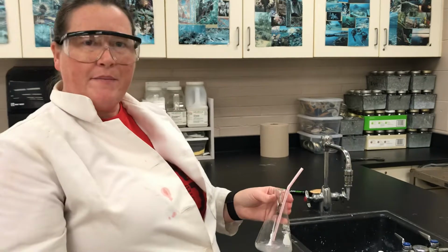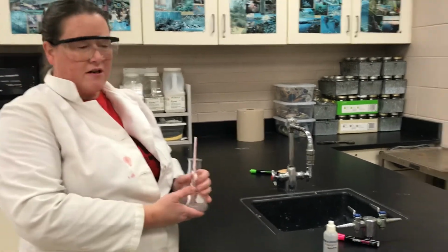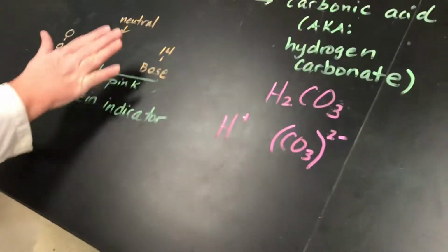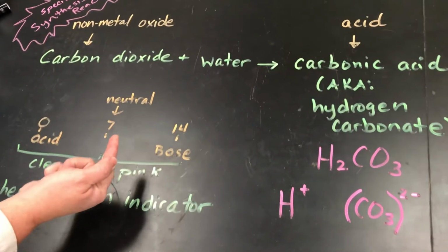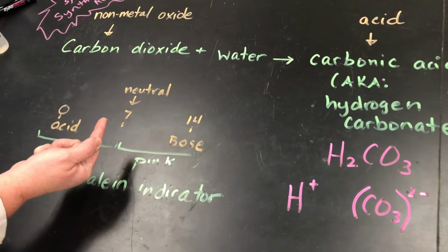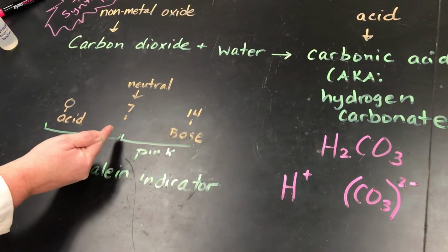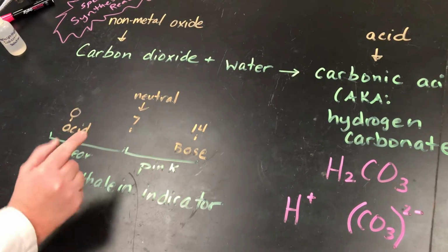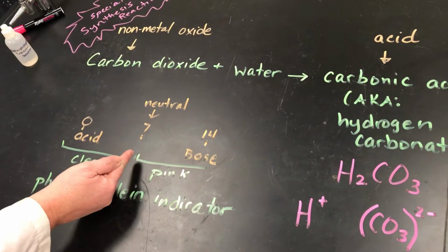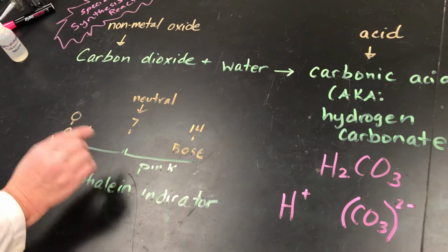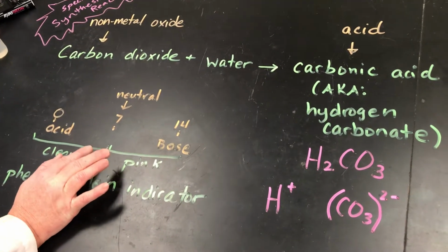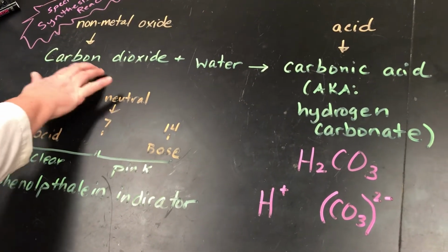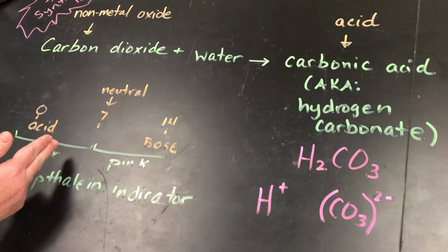So what's happened in this reaction is we started with a base, and as I added carbon dioxide to it, the pH started coming down, and eventually it got to a point where it hit 7 because it was becoming more acidic as the new acid was being formed, and it turned clear. Now if the acid continues to be formed by additional carbon dioxide, the pH will continue to go down.